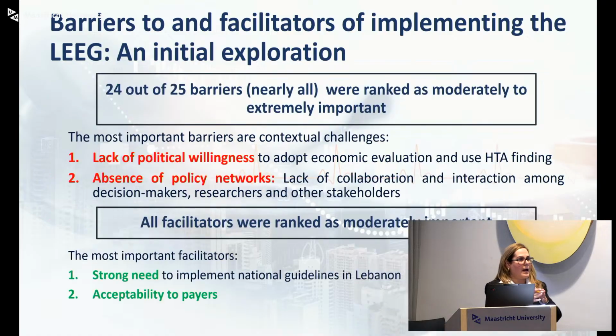Based on the barriers and facilitators master list already proposed for the participants, the Lebanese participants ranked nearly all barriers as moderately to extremely important, and all facilitators as moderately important. The most important barriers were the lack of political willingness and the absence of policy network, and the most important facilitators were the strong need to implement League and the acceptability by payers.